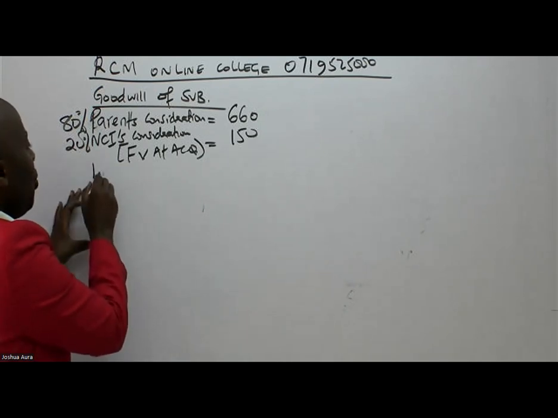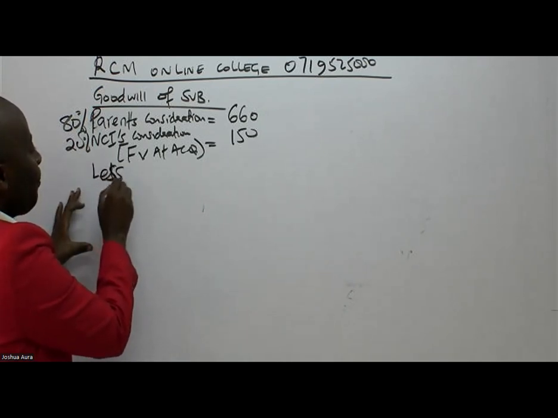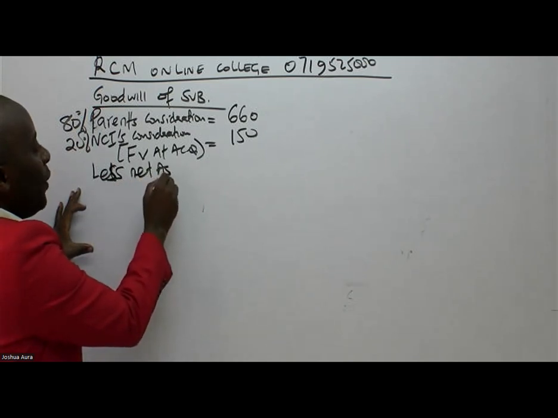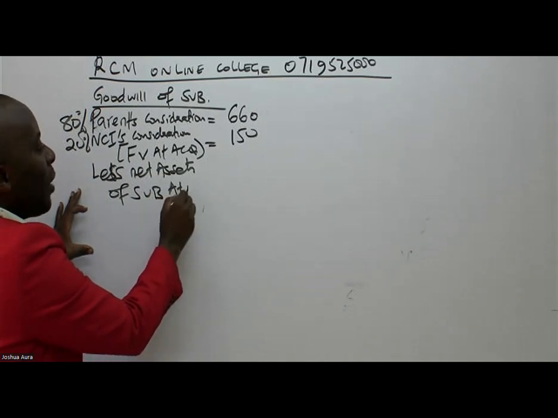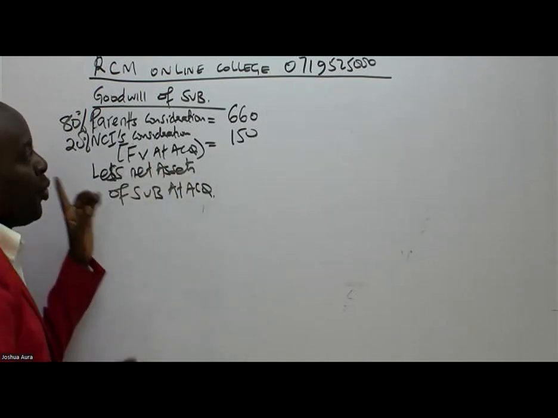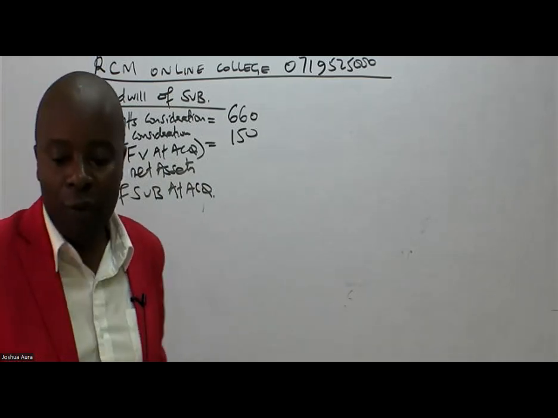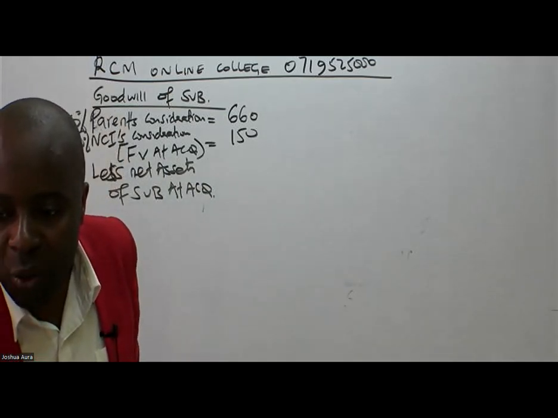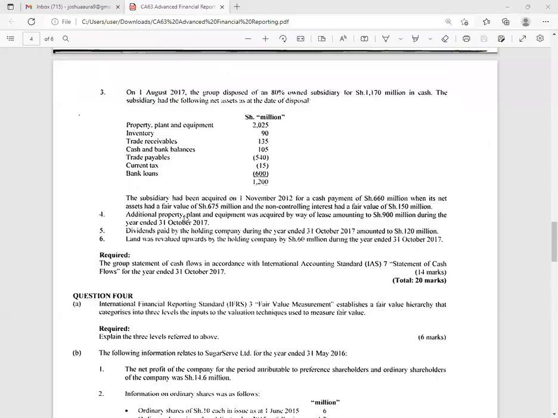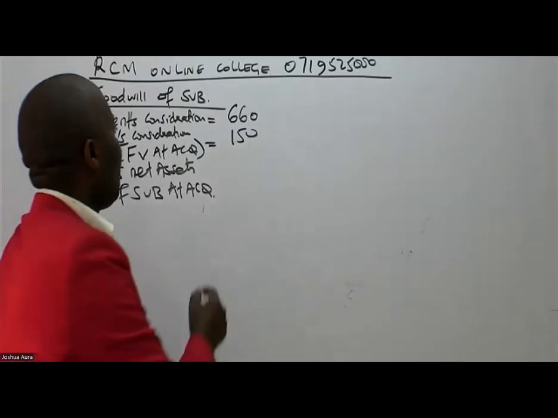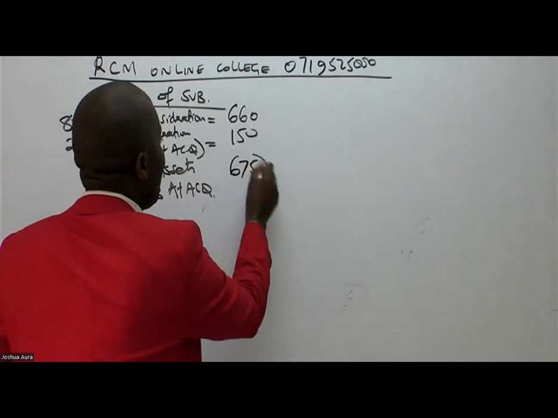Now, from there, what do we do? Please come and less here the net assets of the sub at acquisition, because we are calculating the goodwill of this subsidiary at the date of acquisition. What have they told us here? We have the net assets of the subsidiary at acquisition, when its net assets had a fair value of 675. So we are subtracting this.